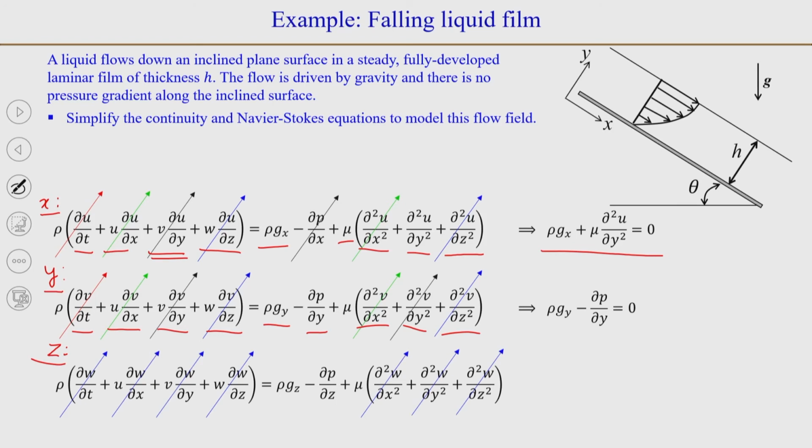All the terms which have w in them will be 0 because w is equal to 0, and there is no component of gravity along the z direction. So, this term is also equal to 0. So, this gives us that dou p by dou z is equal to 0, and that means that p is not a function of z, or p is constant with respect to z.